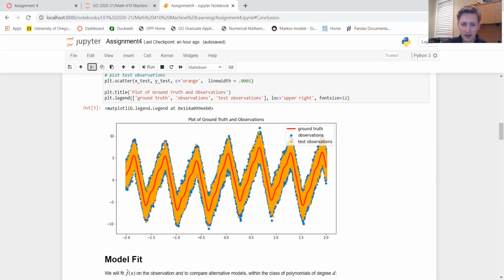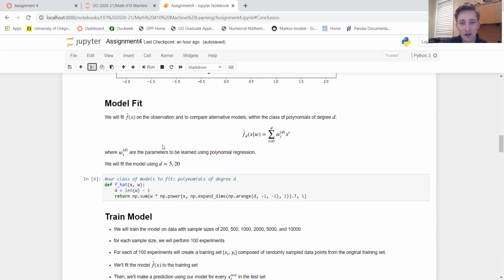So visualizing this, you can see from the plot that our red line is our ground truth model, and the blue observations are our 1,000,000 training set observations that we found, whereas the orange dots are our test observations, the 100,000 test observations that we found.